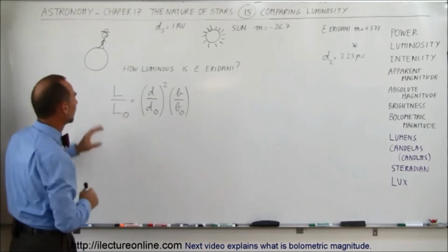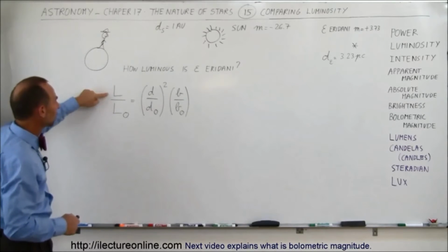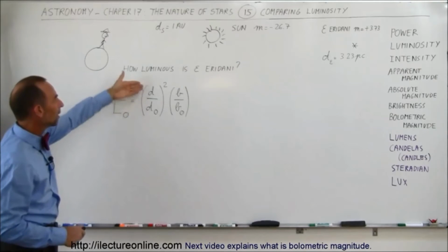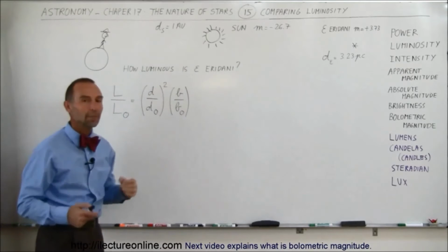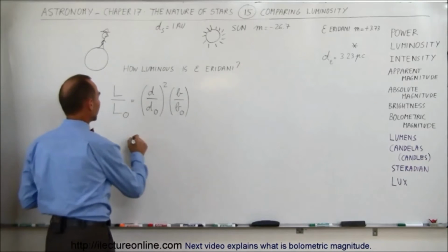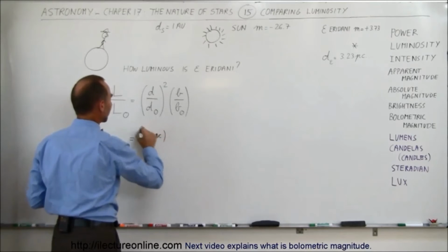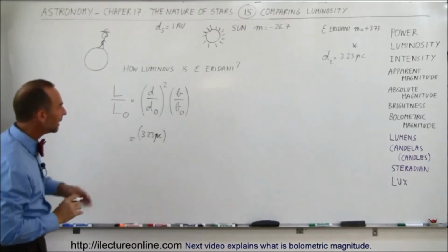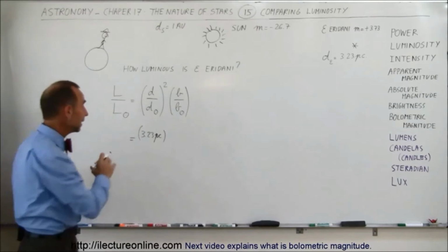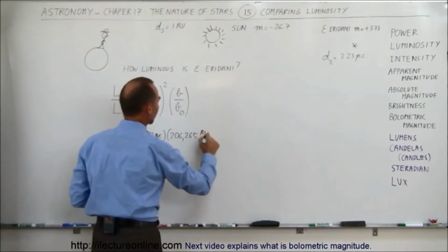Well, here's our equation. We compare the luminosities, so we want to get a fractional value for the luminosity of Epsilon Eridani compared to the luminosity of the sun, based upon how far they are away from us and based upon how bright one appears compared to the other. Distance-wise, it is 3.23 parsecs. That's the distance to Epsilon Eridani, and then we have to multiply that times the number of astronomical units in a parsec, which is 206,265 astronomical units per parsec.